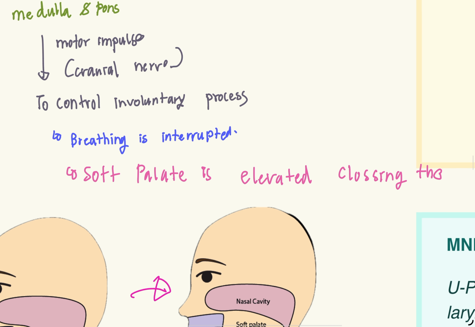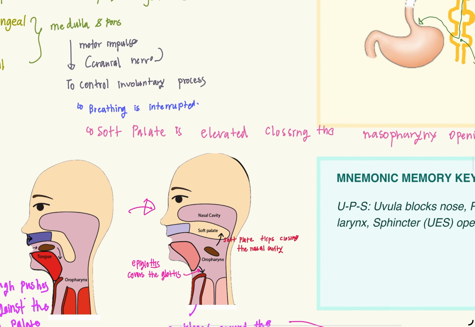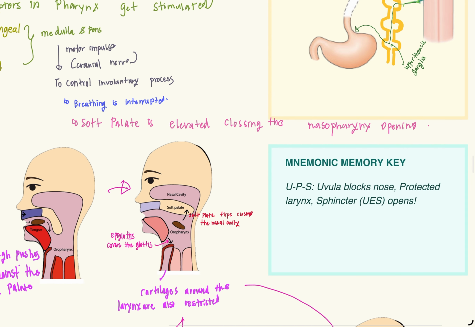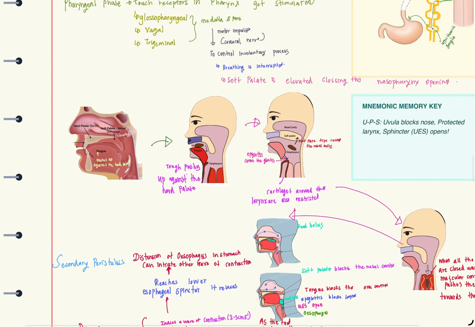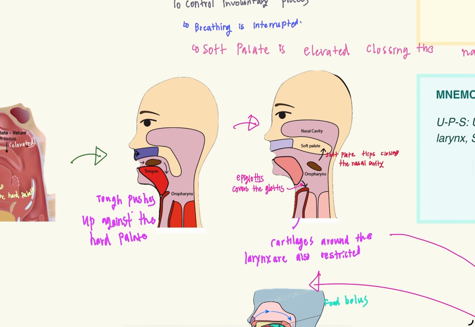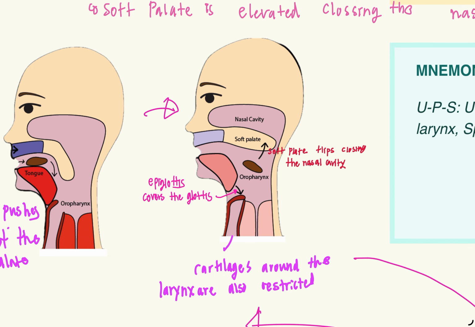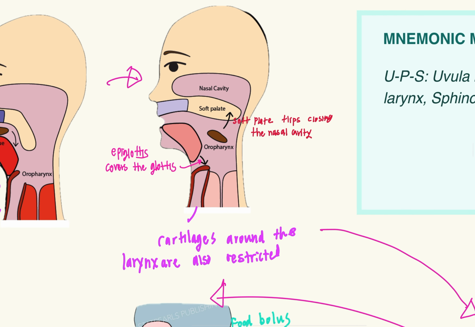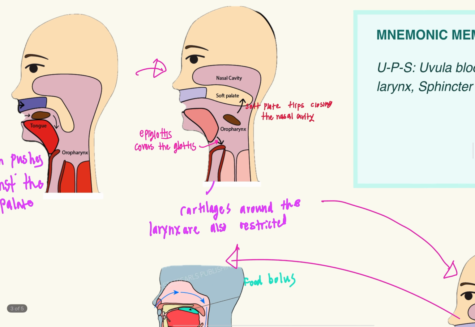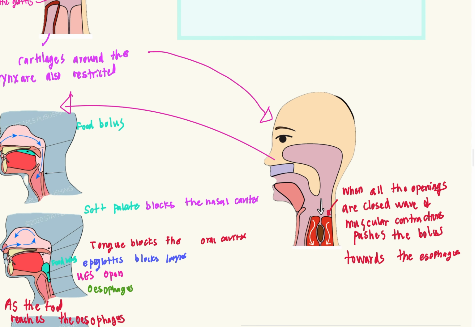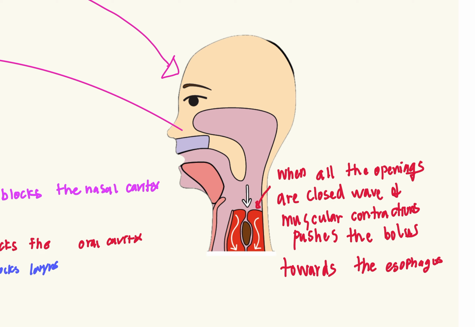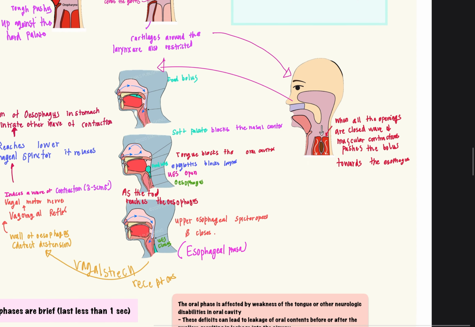So the breathing will get interrupted while the soft palate is elevated to close the nasopharynx. So breathing will be paused for a little while. The tongue pushes against the hard palate, and the epiglottis covers the glottis. The soft palate closes the nasal cavity, and the cartilages around the larynx are also constricted. When all openings are closed, a wave of muscular contractions pushes the bolus towards the esophagus.